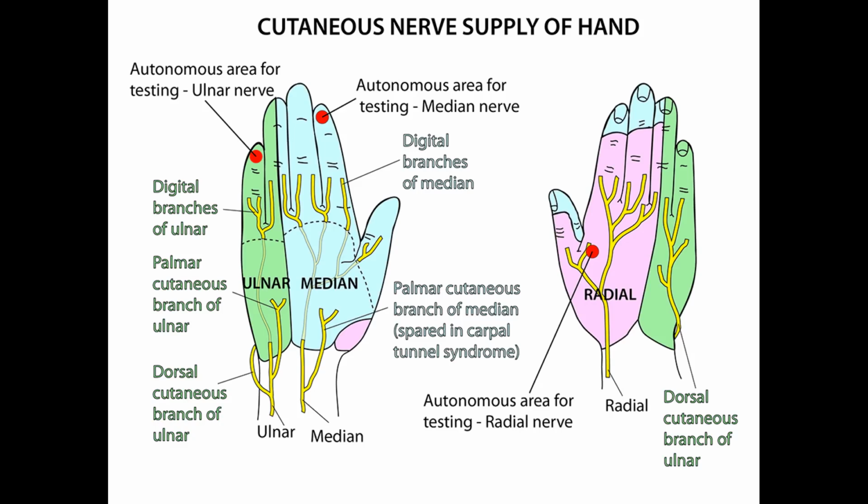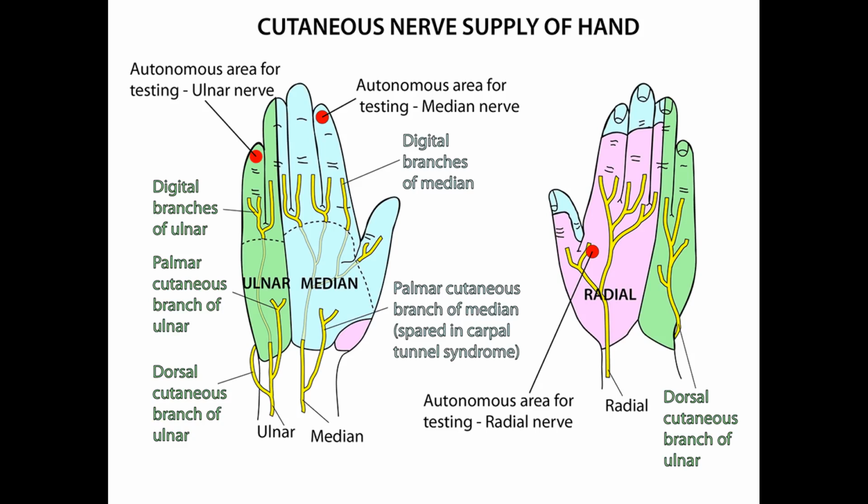Then if we look at the median nerve, the most important thing to note is that a branch comes off the median at a variable distance above the flexor retinaculum, passes over it to supply much of the skin over the thenar eminence. This important branch is called the palmar cutaneous branch of the median, and it is importantly spared in carpal tunnel syndrome.